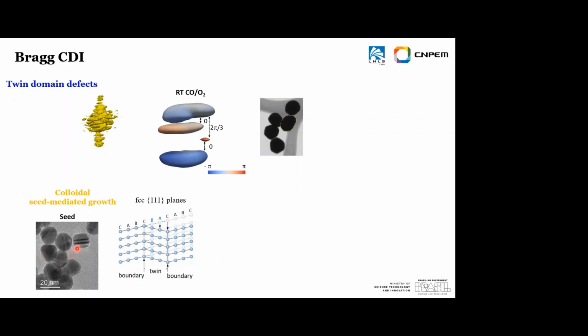Here, in the electron transmission image of a seed that we used to grow this particle, we could already see twins. When we grow the particles and look at them in the electron microscope, we could not see them because the particle is large and we do not have the resolution to see these twins. But when we went to the beamline and measured Bragg CDI, we got this funny shape. But believe me, this funny shape corresponds to this sample.